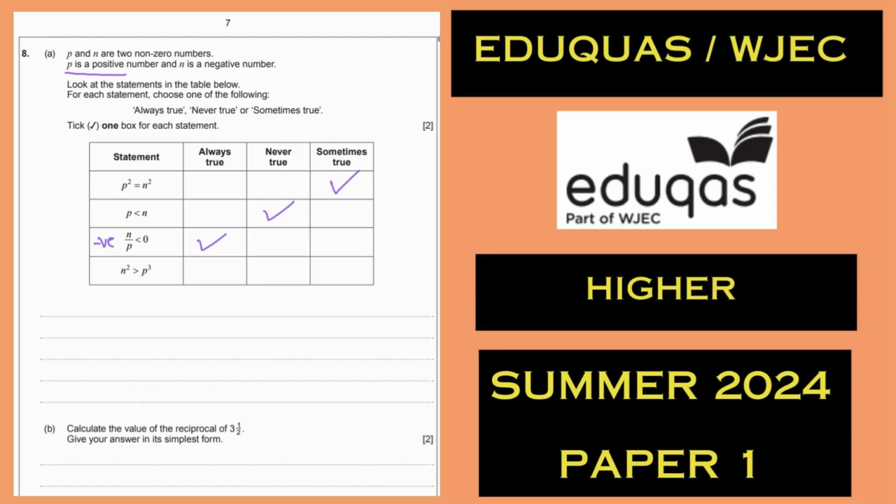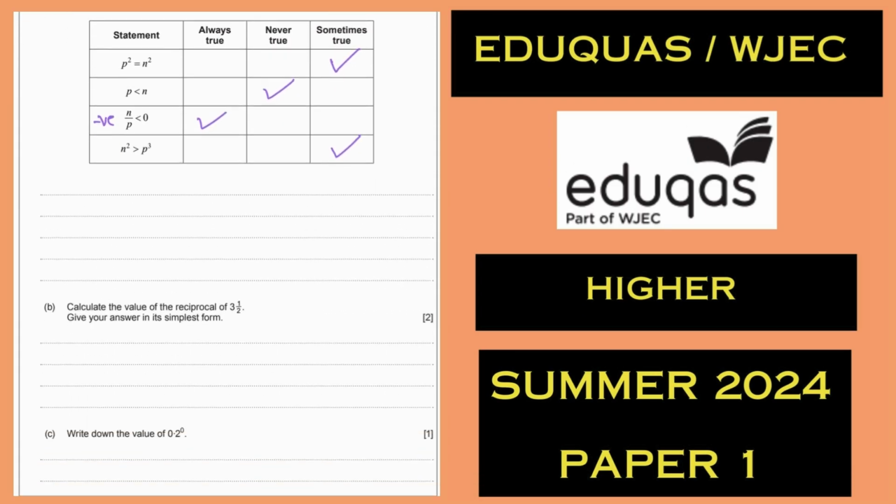N squared greater than P cubed. So again, you've got the situation where when you square a negative number like minus 10, you get quite a large number, 100. And that could easily be greater than 2 cubed. But you can also think of numbers where it's not true. All right, if N is minus 1, and you square it, you get 1, but P is 2. There you go. So this is another one. It's sometimes true.